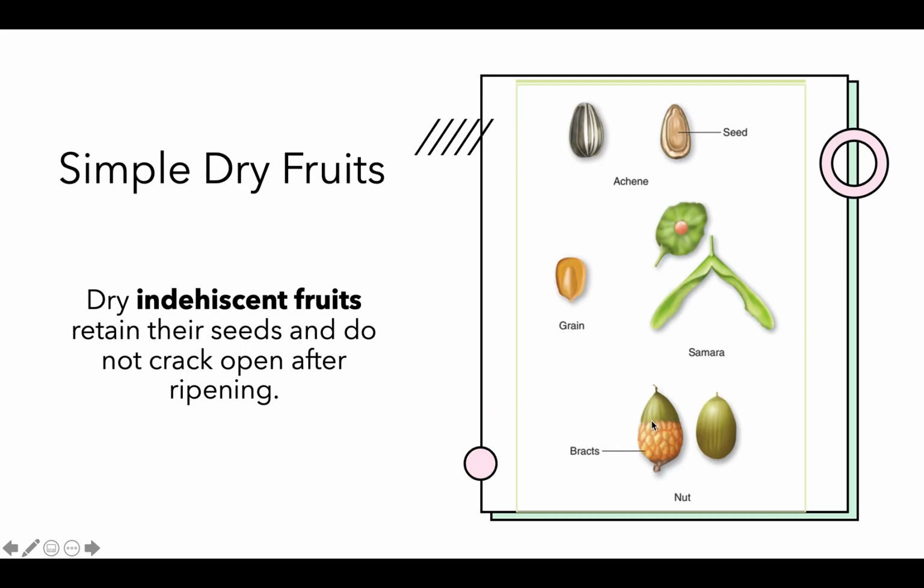Another type of dry fruits are the indehiscent fruits. Indehiscent fruits retain their seeds and do not crack open after ripening. Indehiscent fruits include achenes, samaras, grains, and nuts.